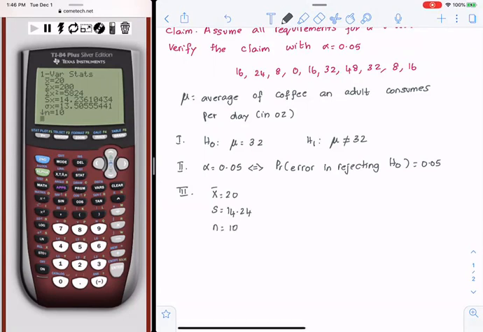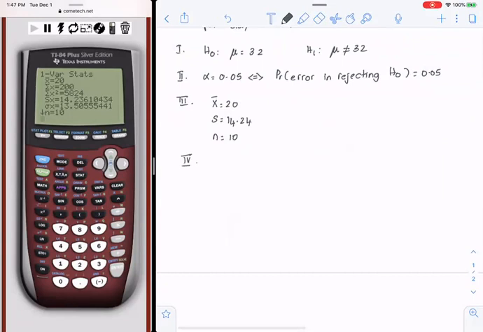Now, the average happens to be 20, and we might be tempted to say, oh, it seems like the average is not equal to 32 ounces, and we can simply reject the null and conclude that we've found evidence toward the alternative that the average is not equal to 32, but we can't do that. The reason being, we have to account for variation, which is why we need a statistical test. Based on the sample that we see, I don't think we can reject the null. Let's see if that is true.